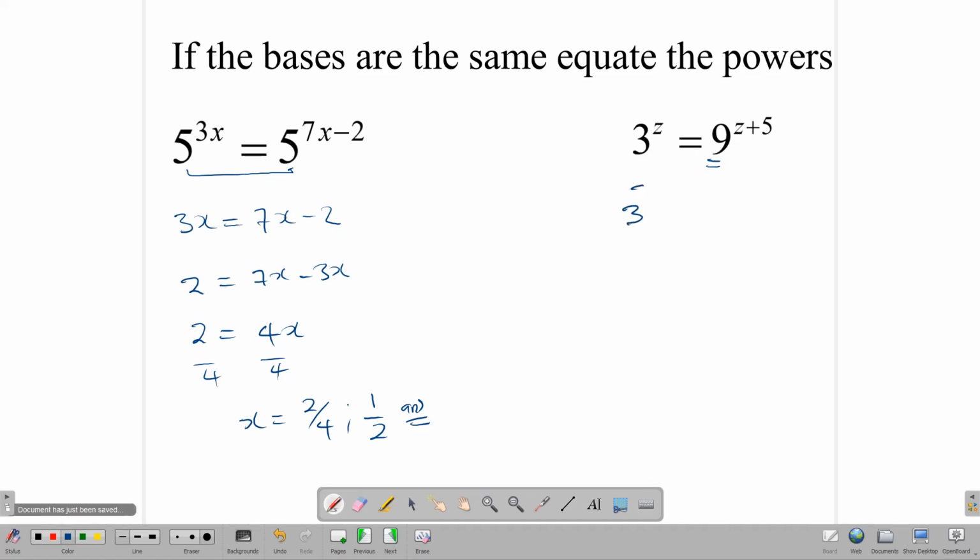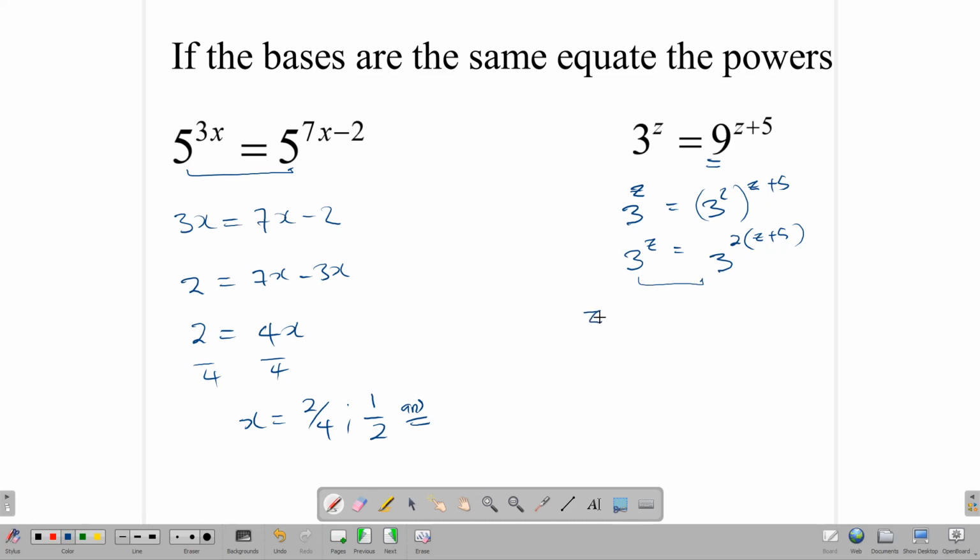So we have 3 to the z is equal to 9, which is the same thing as 3 squared raised to the z plus 5. And therefore we have 3 to the z is equal to 3 to the 2 times z plus 5. Now this is important here. This is a power raised to another power, so we multiply the powers, 2 times that power. Now because this is an expression, we use a bracket. So now we can equate the powers. These are equal, same base.